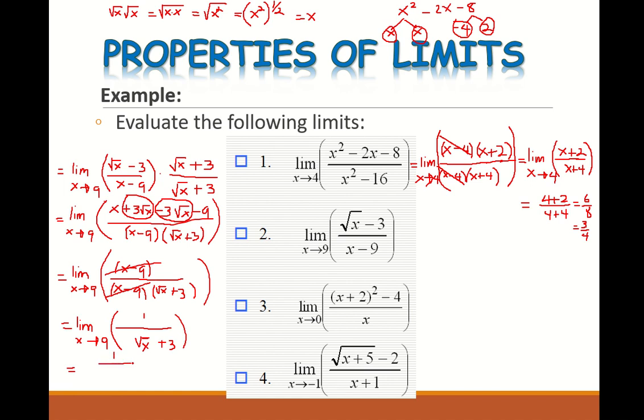over, now when you are substituting, class, you don't need to write the limit anymore, because you are now substituting. So square root of 9, then plus 3. What is square root of 9? Square root of 9 is simply 3, so 1 divided by 3 plus 3, or equal to 1 over 9. Okay, so that's the solution for the second example.